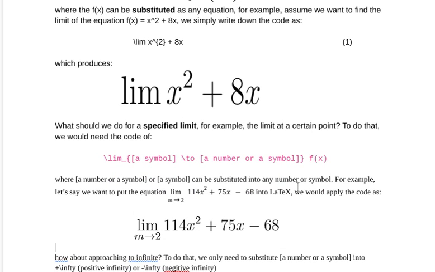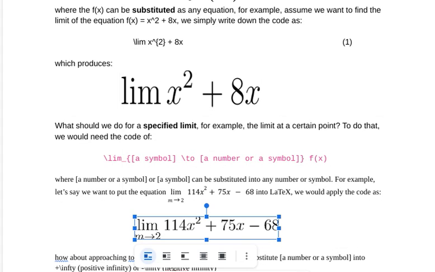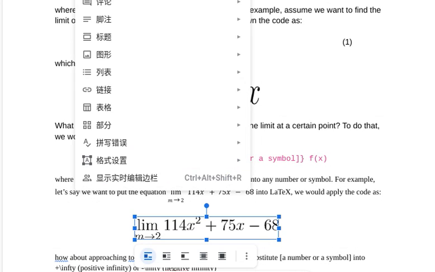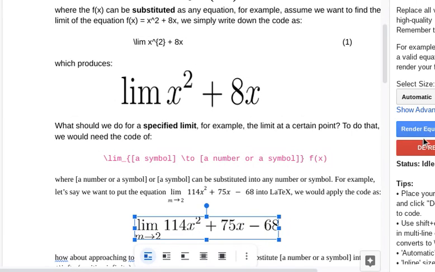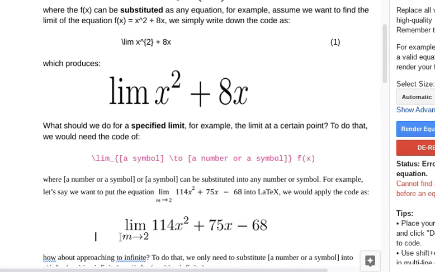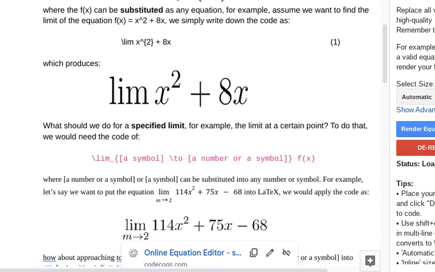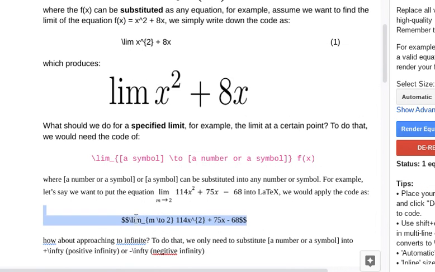And then let's go down, which means a number or a symbol can be substituted into any number or symbol. For example, let's say we want to put this equation into LaTeX, we will simply apply the code as this: 114x squared plus 75x minus 68. So basically, if you want to know what the code is, let me just open the auto LaTeX equation. I'm going to derender this. It will look like this.